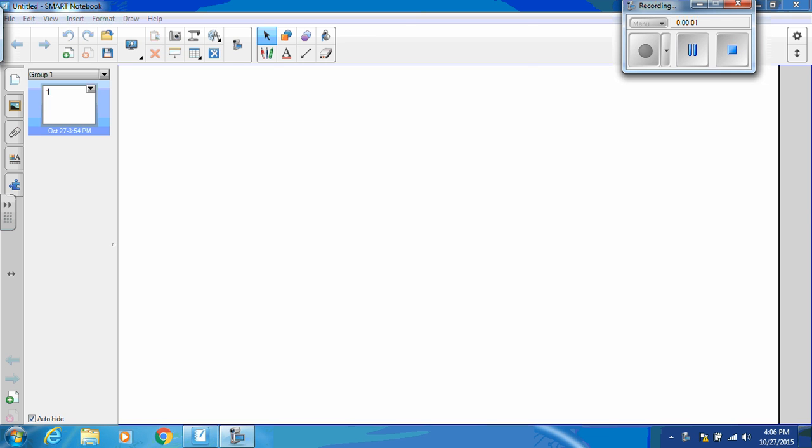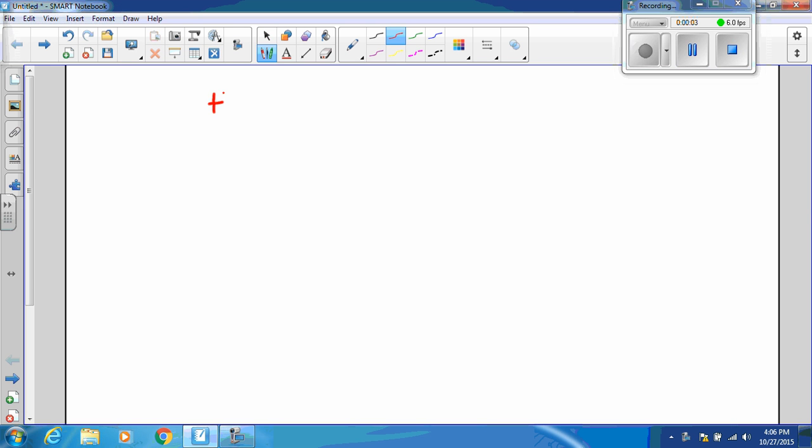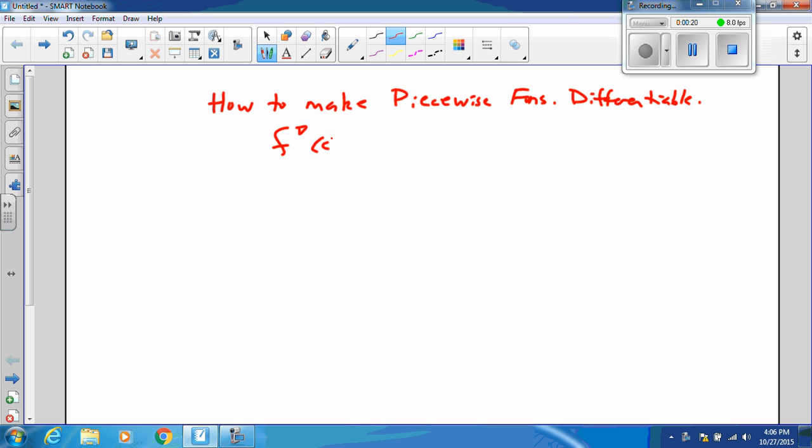Howdy. I'd like to talk a little bit about how to make functions differentiable. And in particular, I want to talk about how to make piecewise functions differentiable. We know already that f prime of c exists if and only if, I'm going to use the double arrow here to mean if and only if, f prime from the left at c is equal to f prime from the right at c.